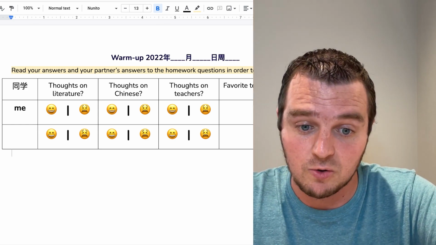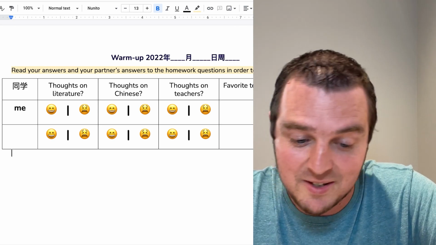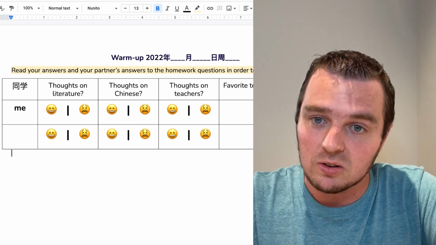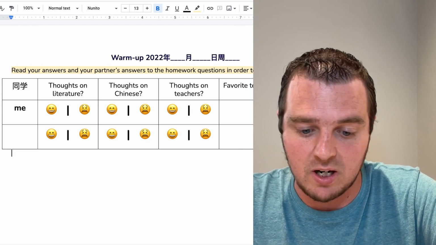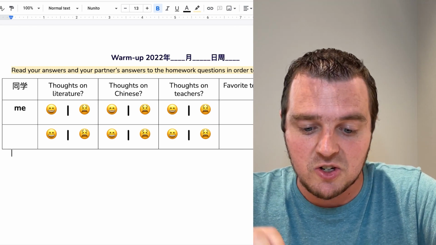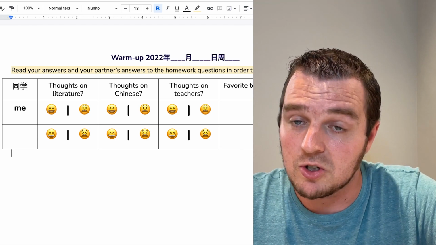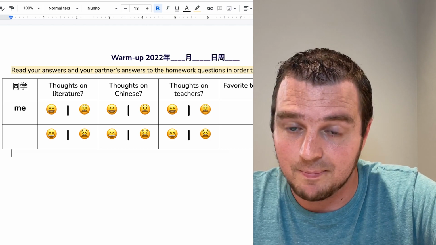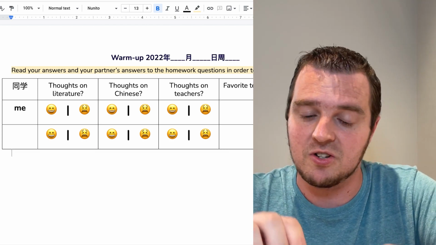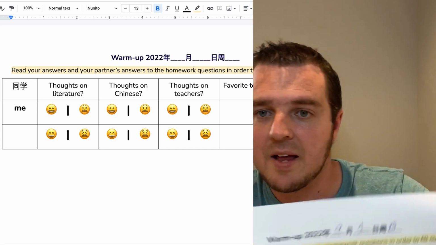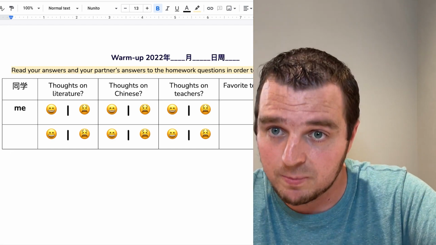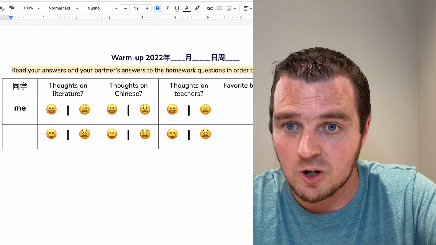Well, they would first look at their own responses, make sure they understood what they wrote, and circle the smiley face just to keep it simple, right? Good or bad, like or dislike. Circle the smiley face based on what they wrote to show that they're understanding their own writing. Once they've traded, they can put their partner's name in the lower box, and they would answer the same questions based on what their partner wrote, showing their interpretive comprehension.